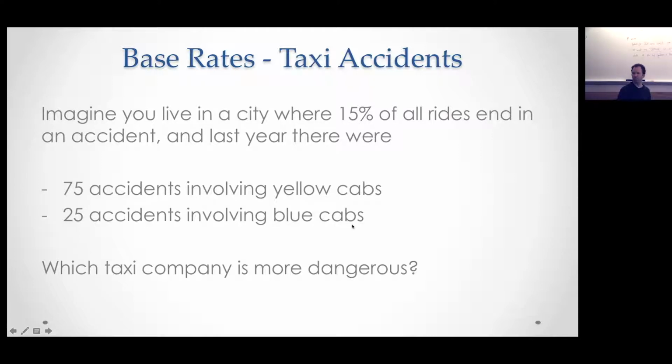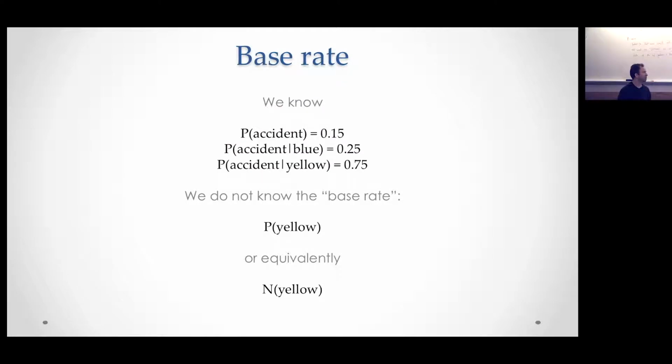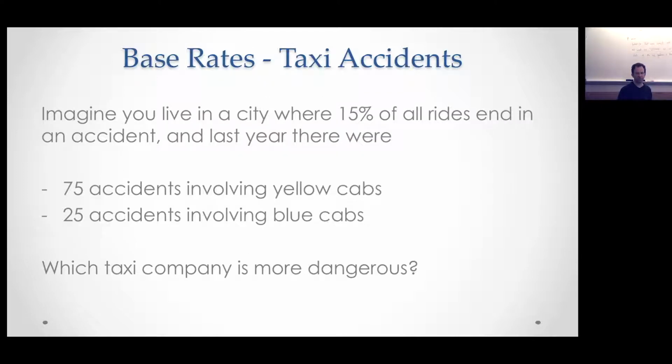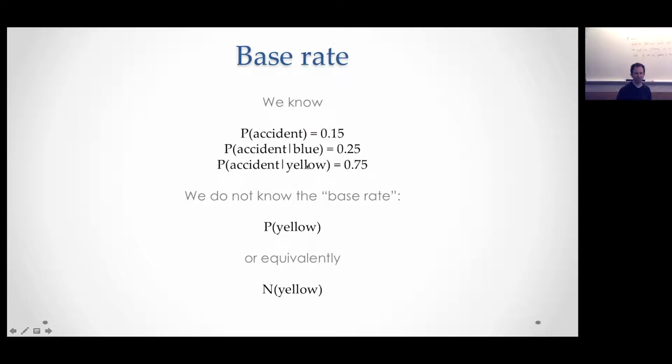You have to wiggle this stuff around a little bit to finish the derivation. So I'm turning the numbers that we have into conditional probabilities. We know the overall probability of an accident. We know the conditional probabilities of having an accident depending on which cab you're in. But we don't know how many yellow cabs there are. Oh, actually I've done this wrong. 75 accidents involving yellow cab. This is wrong. This is just N accident given yellow. These should be N's, not P's.